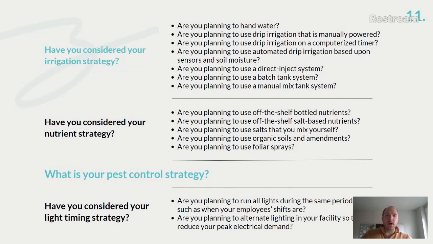Nutrient strategy, what I'll cover here is that I want you to understand that a lot of facilities will use off-the-shelf bottled nutrients, or maybe just off-the-shelf salts that they add to water and then kind of go from there. There's a colleague of mine and I go back and forth about whether it makes sense to measure pennies here. I'm a huge proponent of trying to get our costs as low as we can without sacrificing quality.